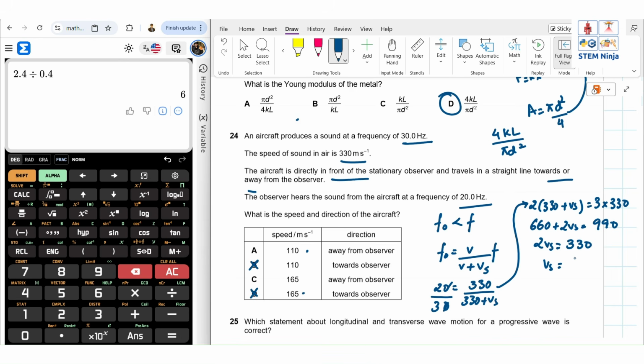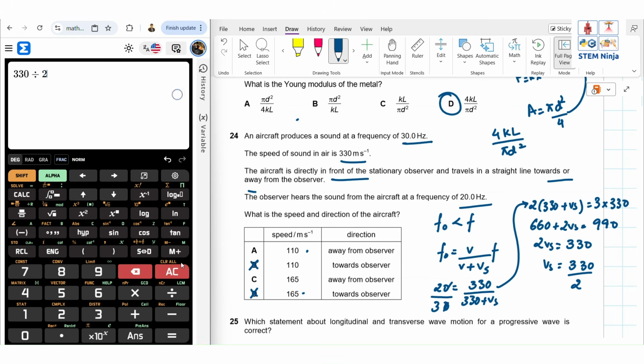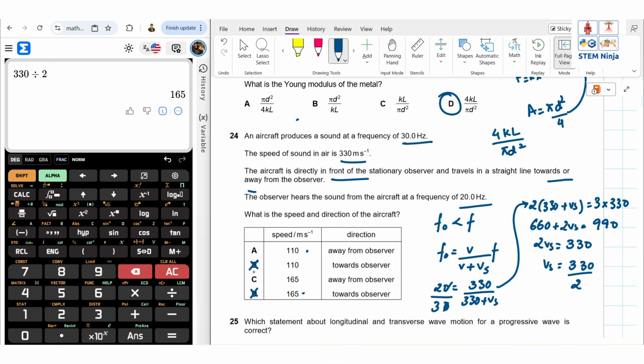So Vs is going to be 330 divided by 2. So 150 plus 15, yeah, so 165. So 330 divided by 2, that is 165. Right. So C is the correct answer.